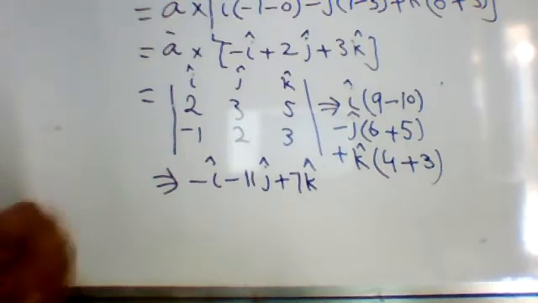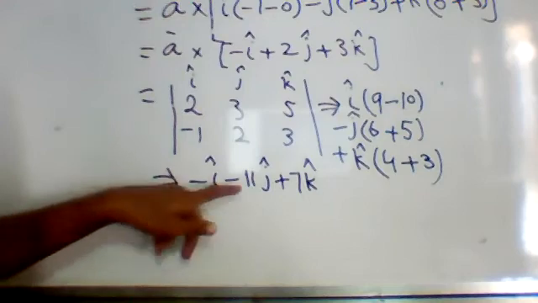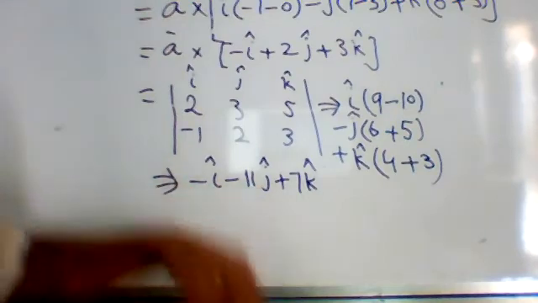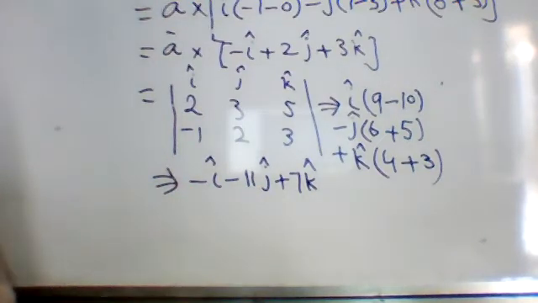Okay. So this is the correct answer: minus i minus 11j plus 7k. Muhammad Talha Sarfaraz.